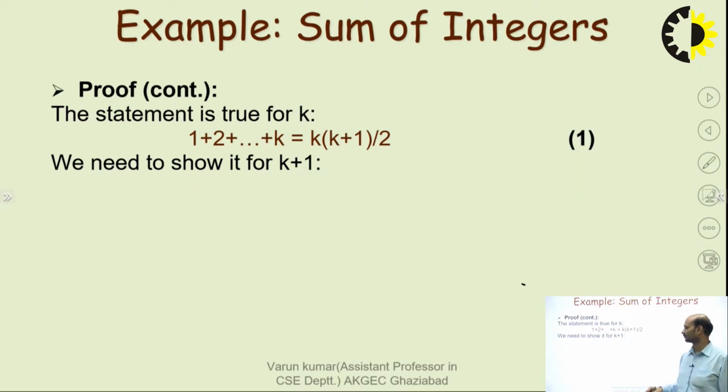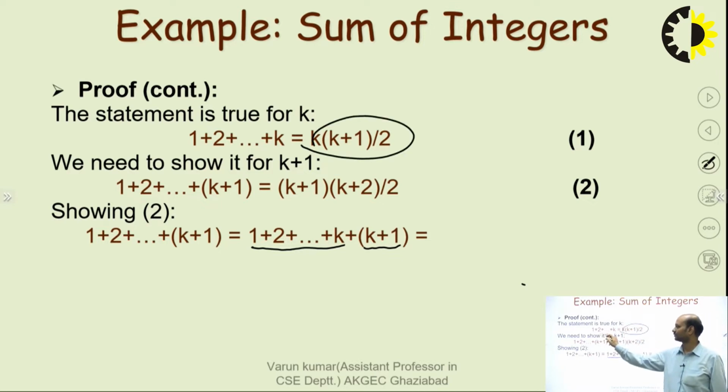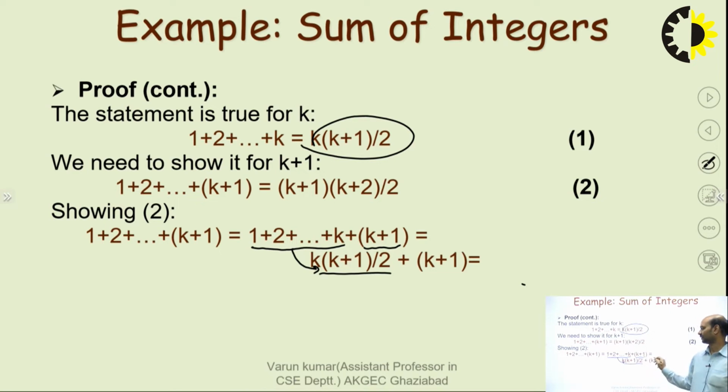Then we expand our series like this: 1 + 2 + ... + k + (k+1). We assume that this particular statement is true for k. So we put the value of 1 + 2 + ... + k as k(k+1)/2. So we write over here k(k+1)/2 + (k+1).